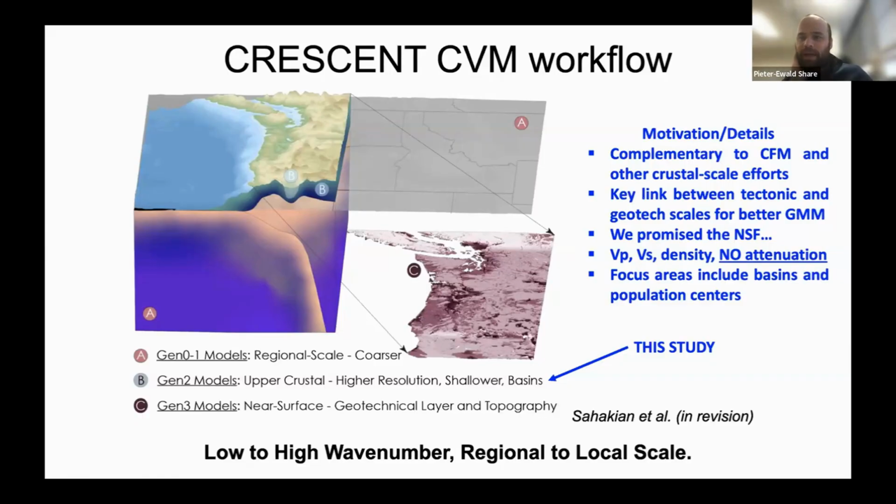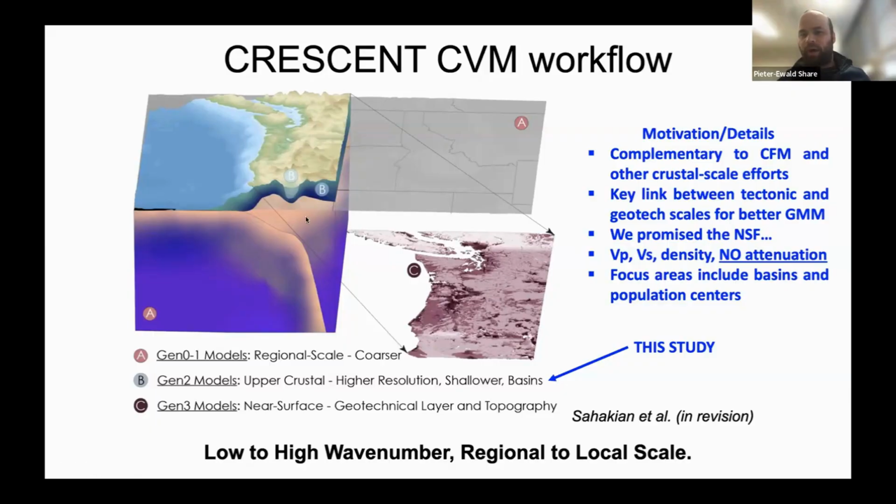Number two, and maybe most importantly, when it comes to ground motion modeling and simulations, we can't just take these high resolution geotechnical layers or topography data and smack that on top of our Gen 0 to 1 coarser scale model of Cascadia. It's not going to be the true Earth. Secondly, it's going to produce all types of inaccuracies in ground motion simulations, and that'll show up once we compare that to real recordings. We do it because the NSF supports us to do exactly that.